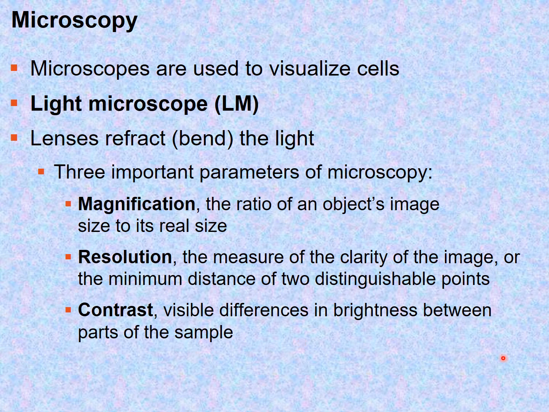Now, the resolution is basically a measure, and this is kind of going back to that super resolution microscope, of the clarity of an image. So it's a number or some measurement that represents the minimum distance that's actually visible to distinguish two things from being one thing. I'm going to talk about that. It might not make sense now, but I'm going to talk about that when we see some examples.